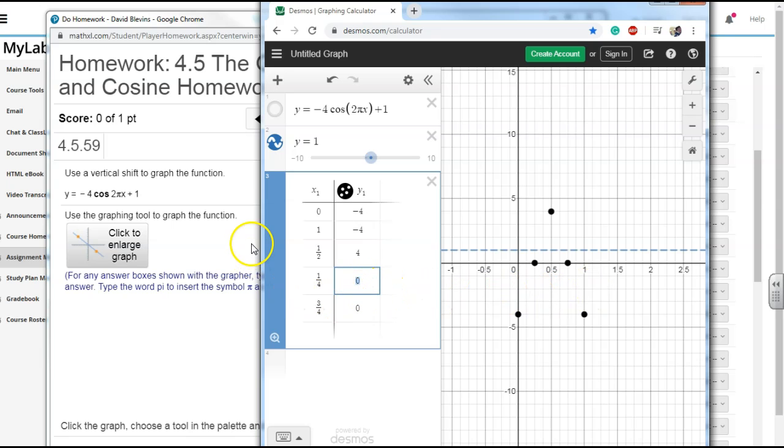And now we could adjust for the horizontal shift here. I would have actually adjusted that before I started moving to the amplitude. There is no horizontal shift here. There's nothing being added or subtracted to the x before the cosine acts on it. So the last thing we're going to do is add 1 to all the y coordinates. So that'll become a -3, a -3, a +5, and then these two guys will be 1s because they're on the midline, and the midline shifted. So there's our cosine function.